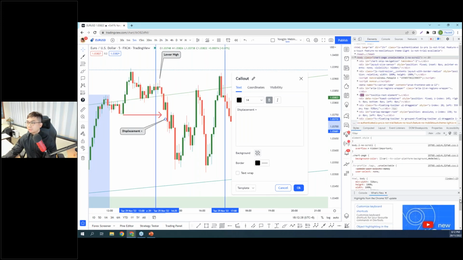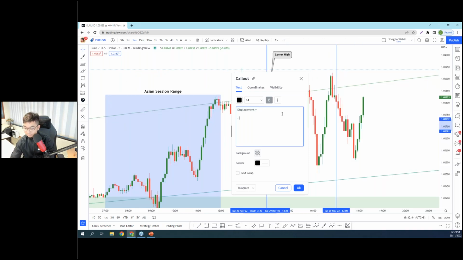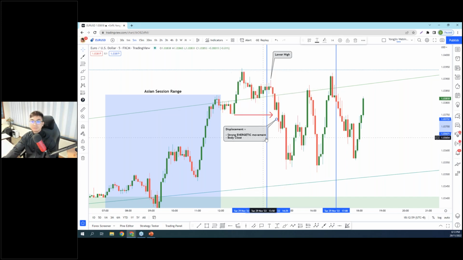Okay, wait, let me get this out. Equals strong energetic movements. So it's strong energetic movement. That is a displacement. Strong energetic movements, and it's a body close. So the body of the candle close below. So that was a very, very strong displacement that happened right there.